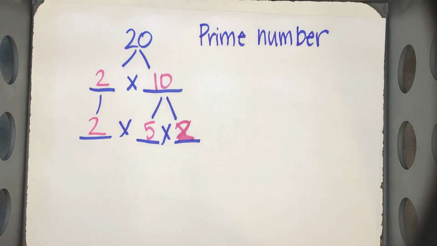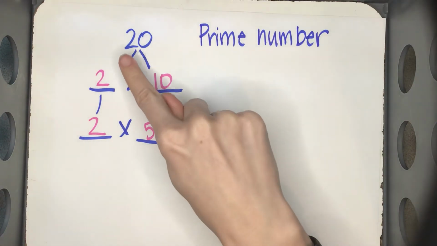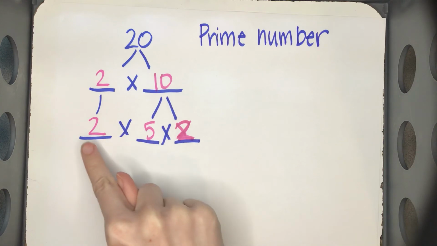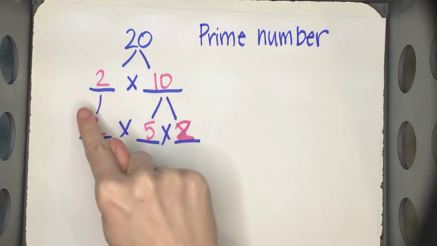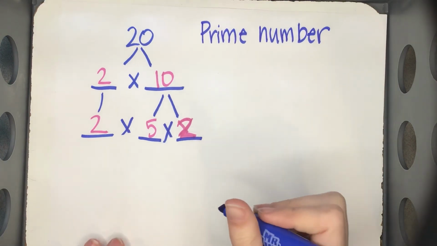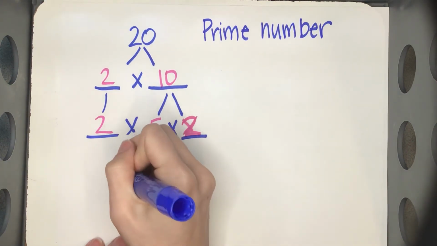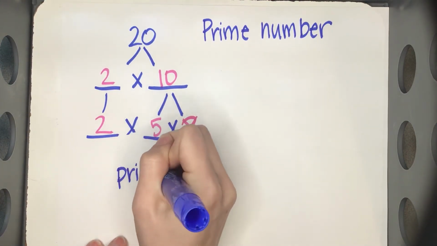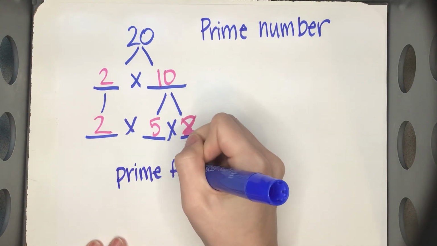Basically, what we just did is we took the factors of 20, we broke them down, and what we have left right here are prime numbers. This is something that is called a prime factorization.